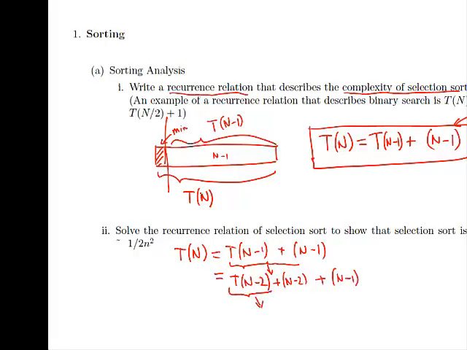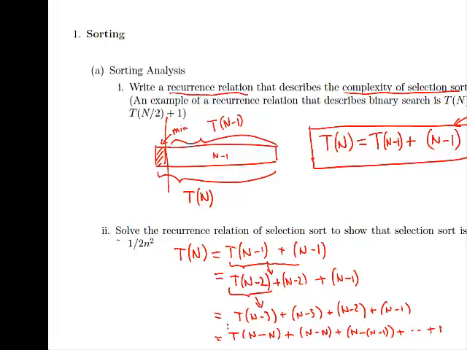Now do the same thing with T(n minus 2). I will get T(n minus 3) plus n minus 3, and then we have from the previous terms n minus 2 and n minus 1. Now if you continue to do this, at some point you're going to get n minus n, and the next ones would be 1, 2, and so on, up to n minus 2 and n minus 1. This is T(0), the cost of selection sorting an array of size 0, which is 0. So this number is 0, and this number happens to be 1. You can imagine the next number has got to be 2, and so on, up to n minus 1 here.